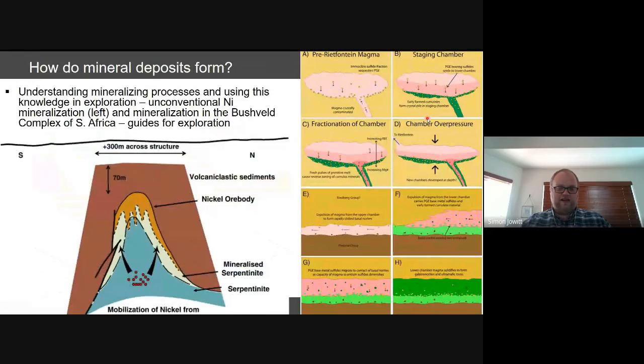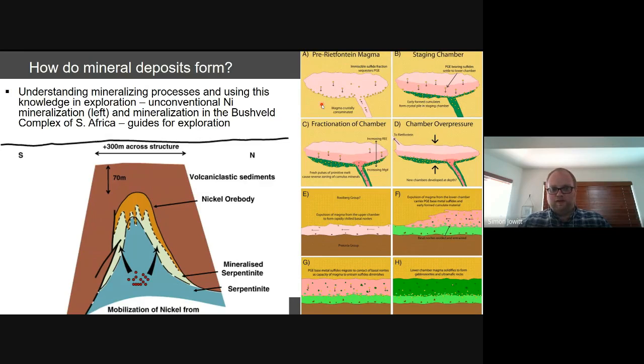We can also understand how mineral deposits form. These are two examples. This is a mineral deposit in Australia where we have basically nickel mineralization forming as a result of hot fluids circulating through the system, so-called hydrothermal fluids. This is an unusual type of mineralization that forms the basis for exploration in other areas where we might find similar mineralization. And similarly, this is from South Africa.